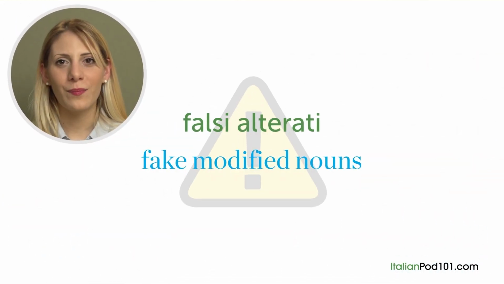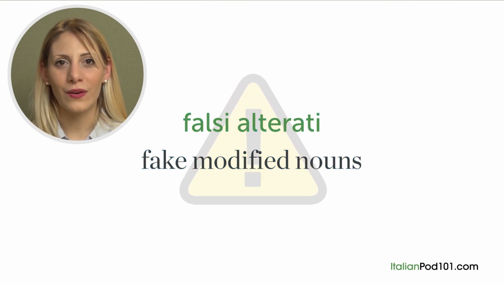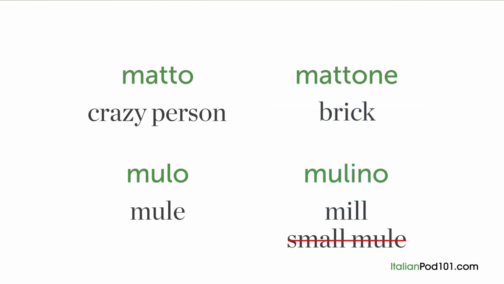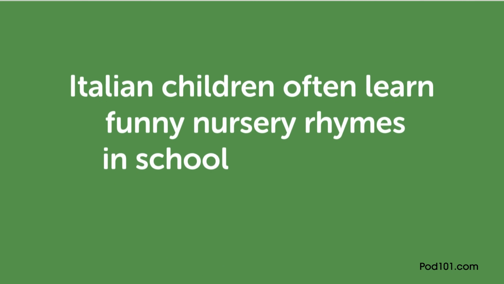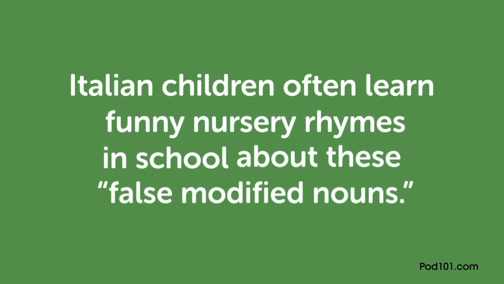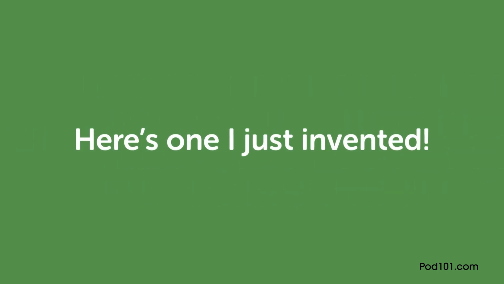Be aware of fake modified nouns, or "falsi alterati." These are words that look like modified nouns but mean a totally different thing. "Matto" means crazy person, but "mattone" is not a big crazy man, it's a brick. And "mulino" means mill, not a small mule, that's "mulo." Italian children often learn funny nursery rhymes in school about these false modified nouns. Here is one I just invented.